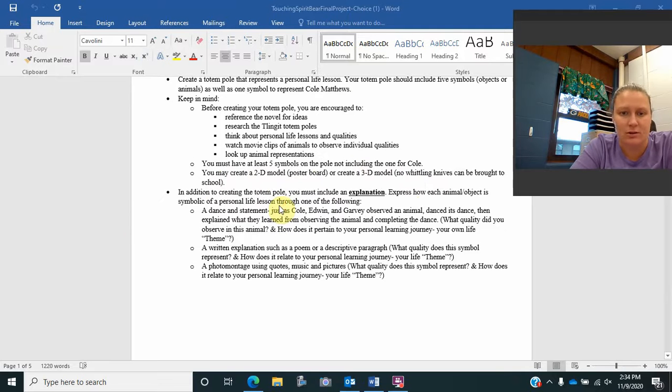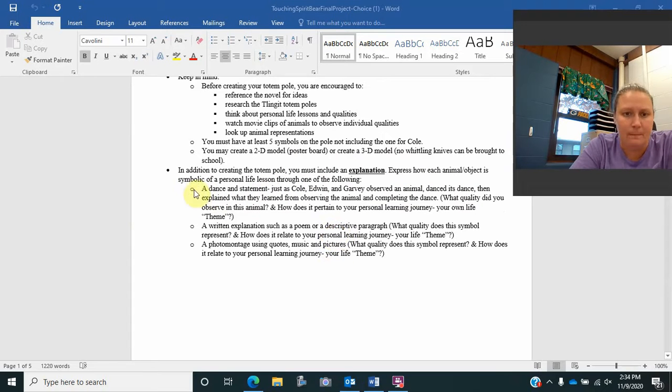In addition to creating a totem pole, you have to include an explanation. This is how you will express what each animal and object means and how it's related to your personal life lesson. So the way you will do this is either you can create a dance and statement. You can create a video showing you doing a dance to represent the different animals. And then you have to state what that dance means to you, similar to what Cole and Edwin and Garvey did on the island.